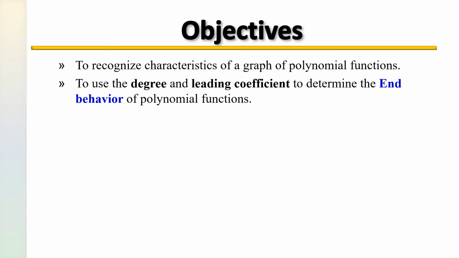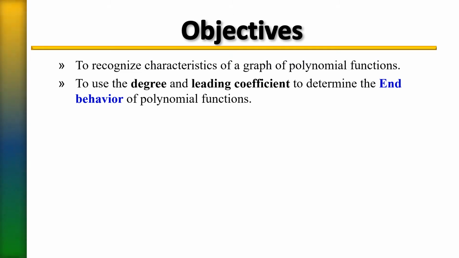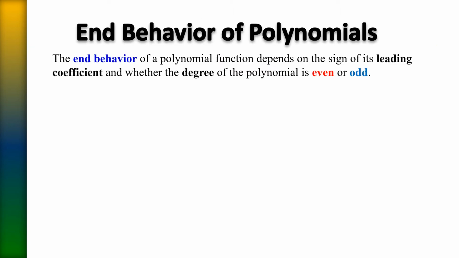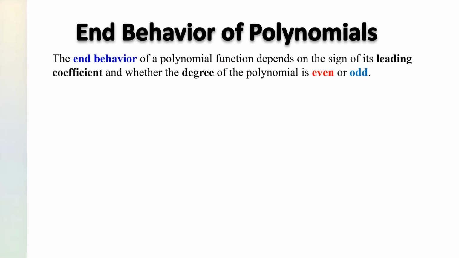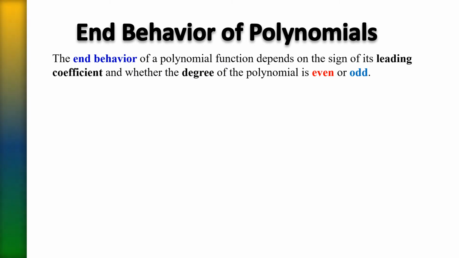In this lesson, we're going to recognize characteristics of a graph of a polynomial function. We're also going to use the degree and the leading coefficient to determine the end behavior of a polynomial function. The end behavior of a polynomial function depends on the sign of its leading coefficient and whether the degree of the polynomial is even or odd.